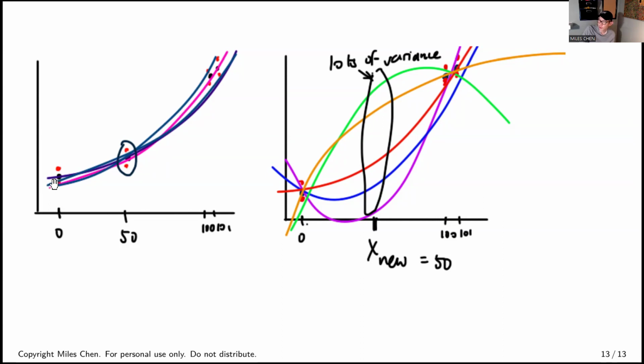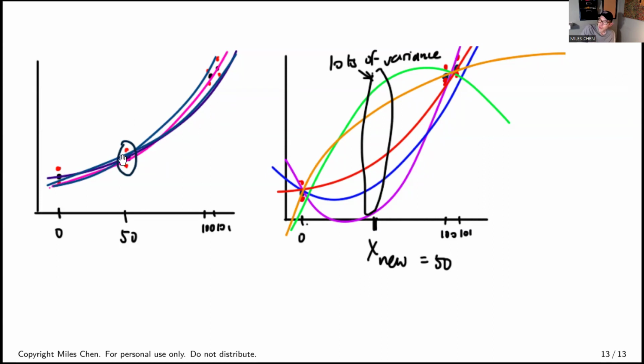If I observe a value at 0, I might get 3. By random chance, if you observe a value at x equal to 0, you might get 4, or 2 or something. And then for 50, the values you observe and the values I observe will be a little bit different from each other, but they're all going to be in the same range. The same goes for the values at 100 or 101. And so when we fit our lines to these, they all have to look kind of similar.